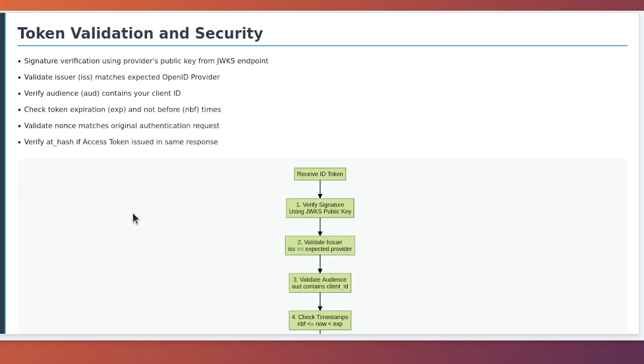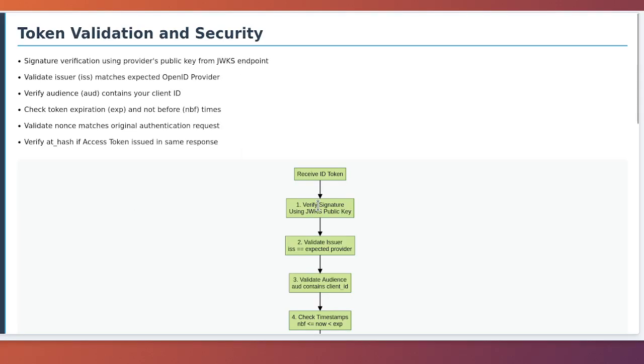Token validation and security. Proper token validation is absolutely critical to OpenID Connect security. Simply receiving a token is not sufficient. The relying party must perform thorough validation to ensure the token is authentic, intended for this application, and still valid.